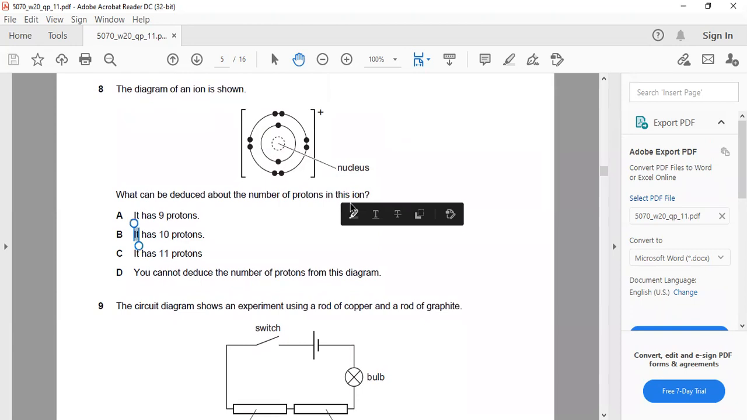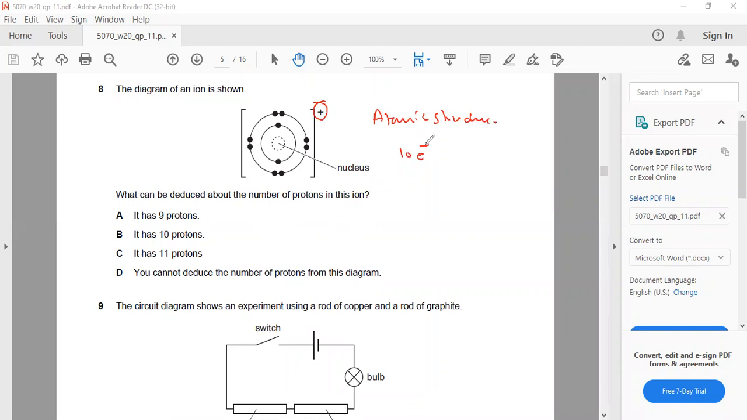Number 8. It's quite an easy atomic structure question. How many electrons? 2, 4, 6, 8, 10. 10 electrons are there. And it has a positive charge also. It means one electron has been lost. How many protons should be here? 11 protons should be here, because the one plus sign shows loss of an electron. So electrons are 10, so there should be 11 protons.